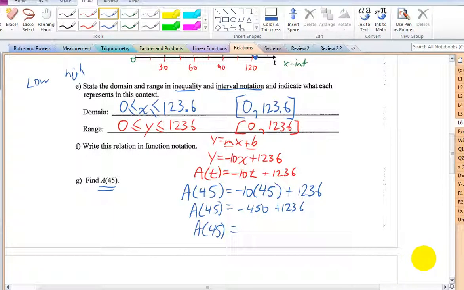Seven what? 786. Can't hear you. 786? 786. Okay, there we go. Any questions? Good. Pretty straightforward. I want to make sure it's not negative.